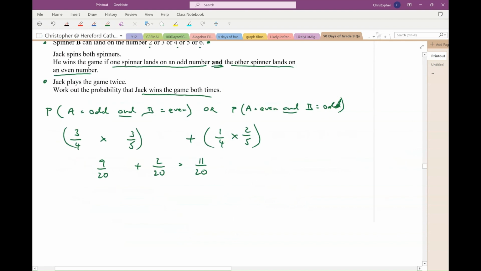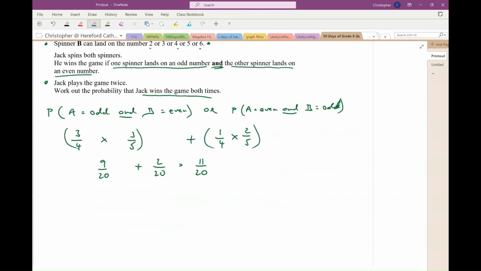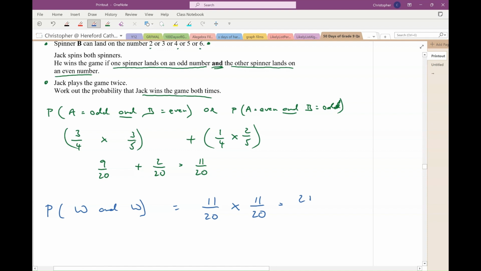So if he plays twice, what's the probability of winning both games? The probability of a win and a win. Well, it's going to be 11/20 times 11/20. So 121.